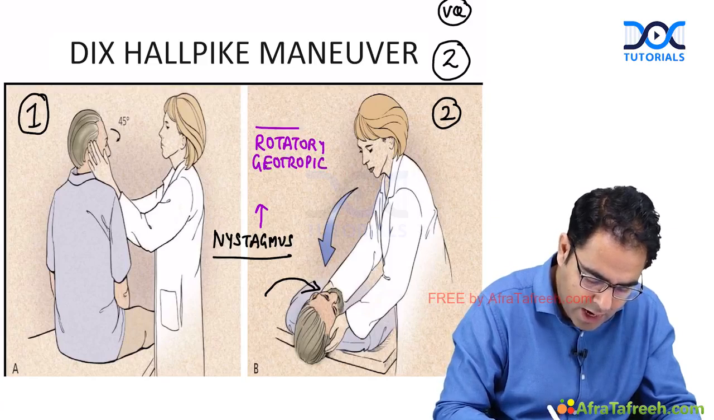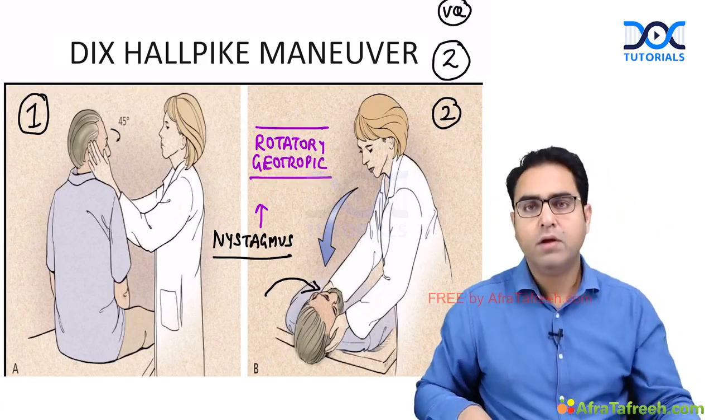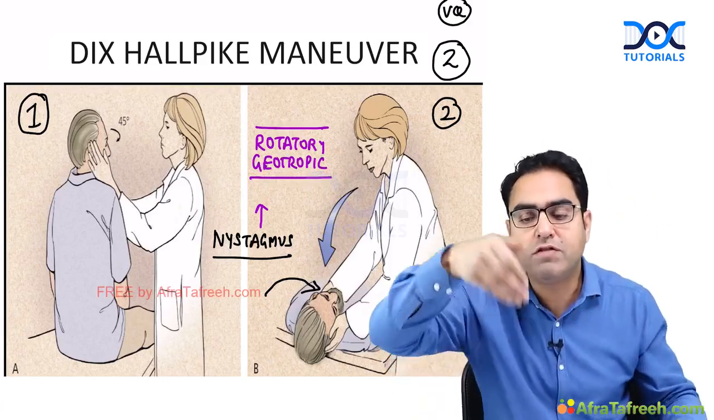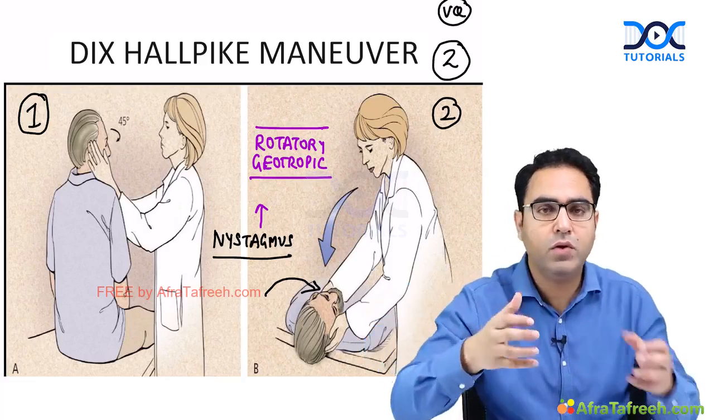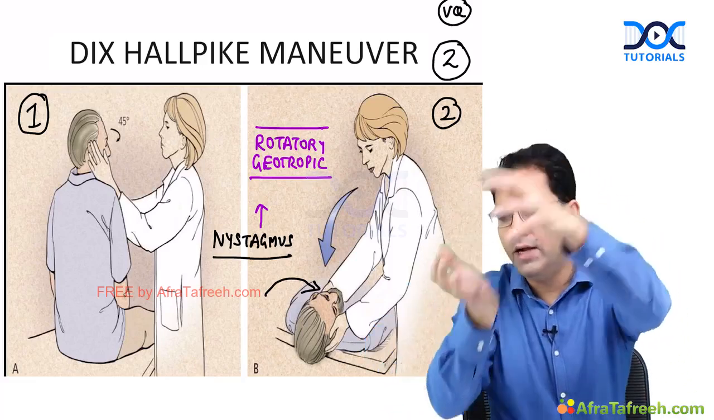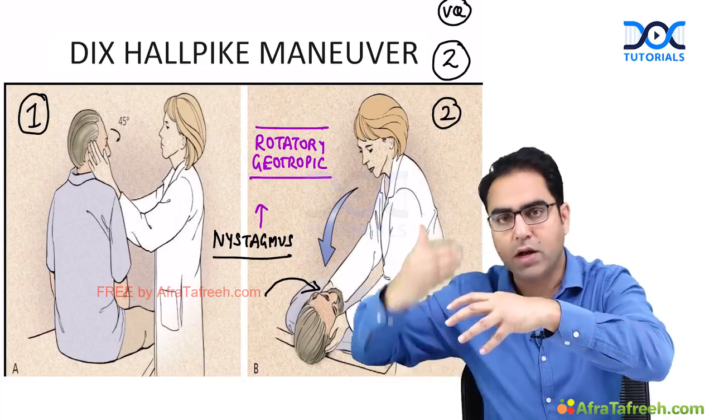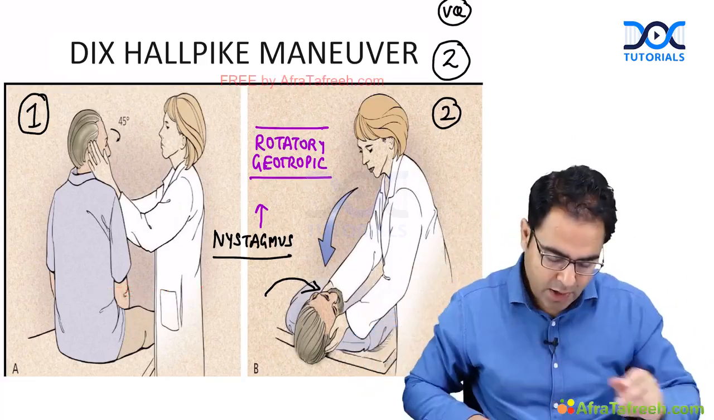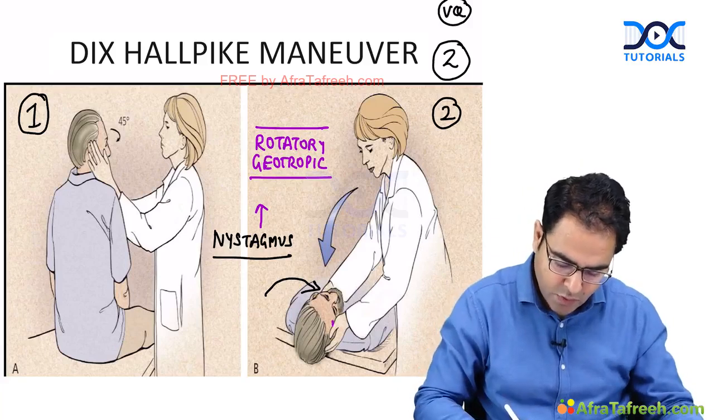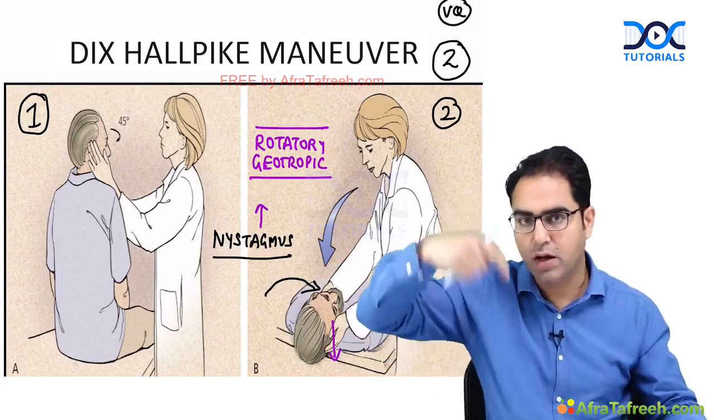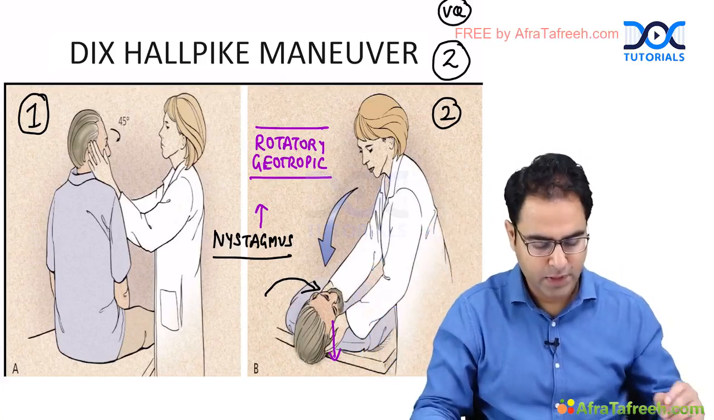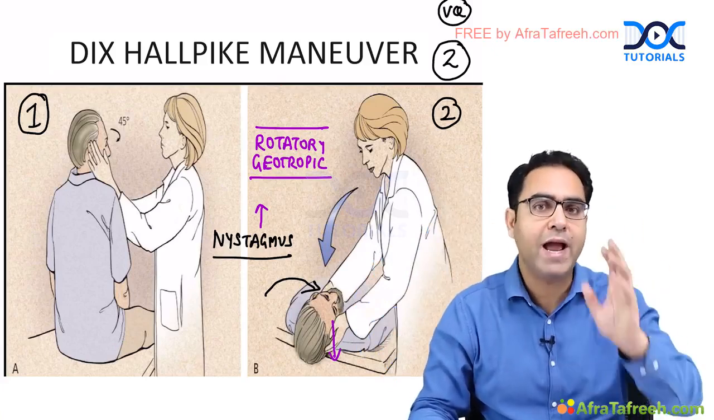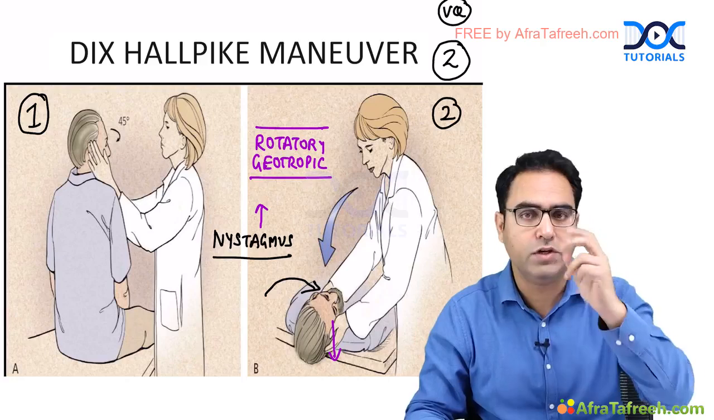Rotatory and geotropic means the eyes move like this towards the ground, beta. Head is like this and you brought the head suddenly down, the eyes beat towards the ground. It's called rotatory and geotropic nystagmus. So basically, the eyes will beat towards the ground side. Geotropic. So Dix-Hallpike maneuver is the diagnostic test of BPPV. It has two positions.